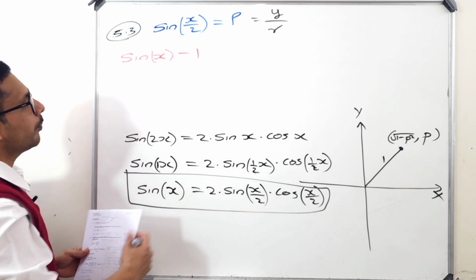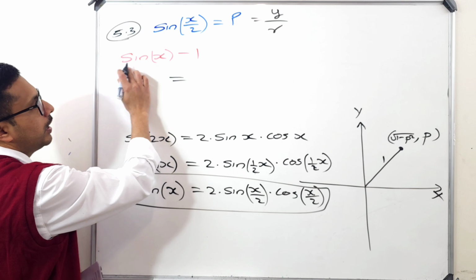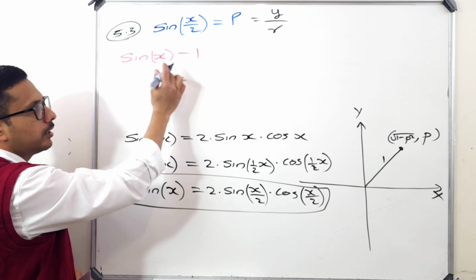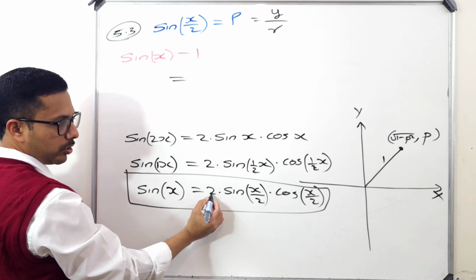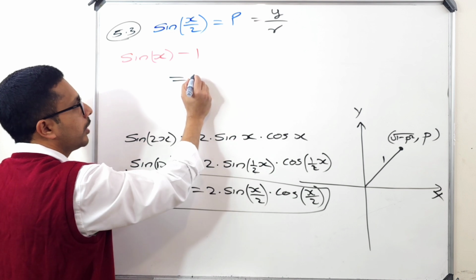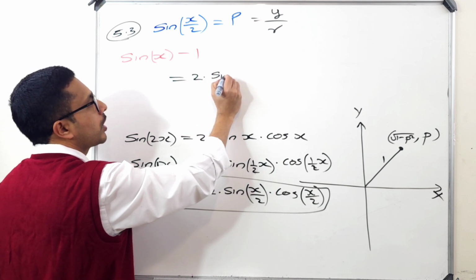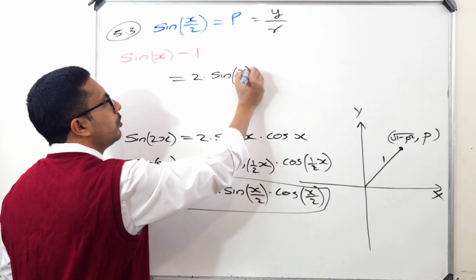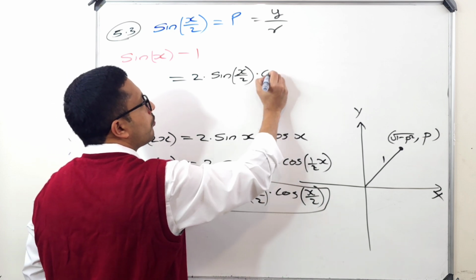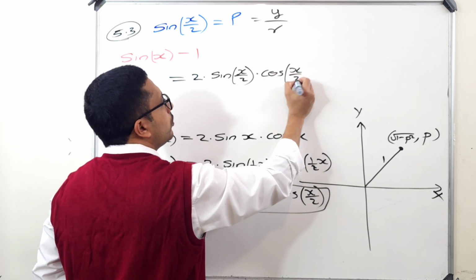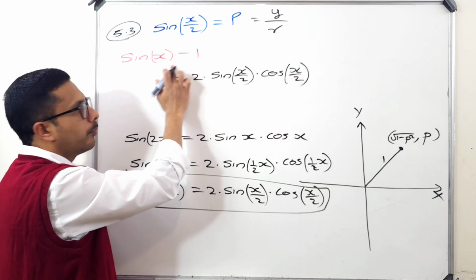Okay, so come back to our question. I am going to write this one, sin x. How can I write it? Sin x is the same as 2 sin x over 2 cos x over 2. So let me write like this: 2 into sine of x over 2 into cos of x over 2, that is sin x, minus 1.